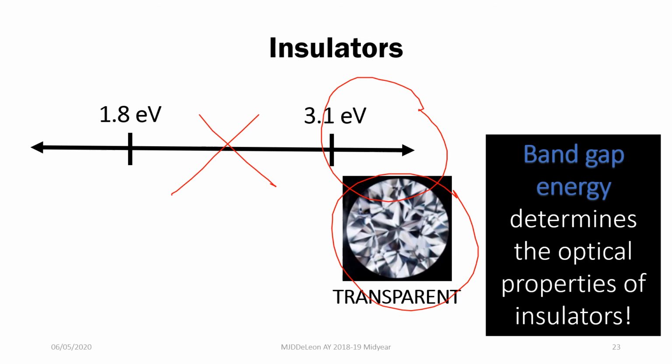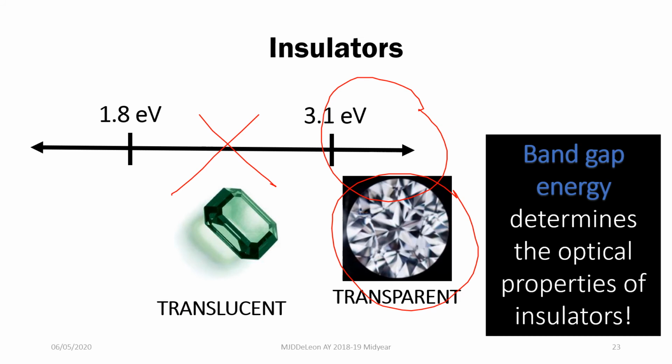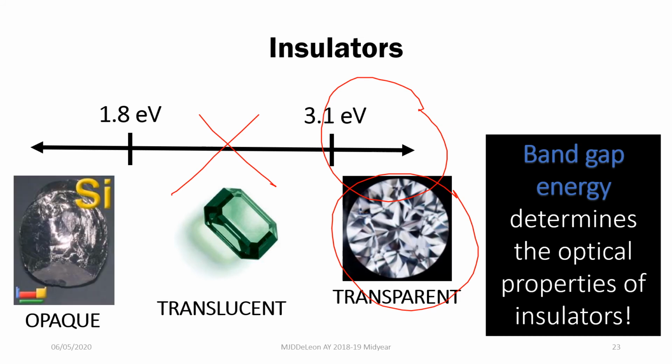If your material has a band gap less than 3.1 electron volts, pwede tayo maging translucent. So, partial lang yung absorption ng light mo or pwede kang maging opaque. So, sa opaque, mangyayari is mababa na yung band gap mo, na-absorb na fully ng ating material yung all wavelengths of visible light.